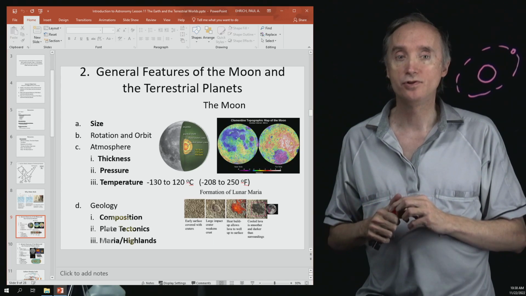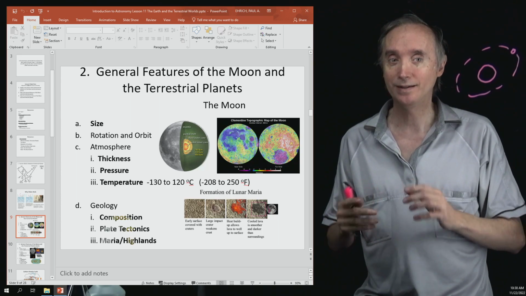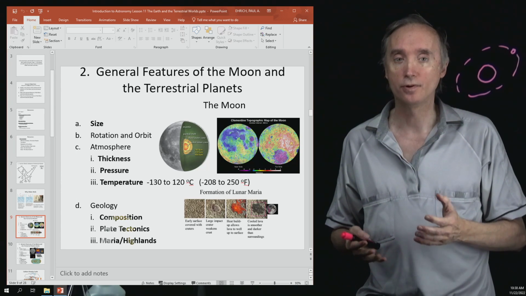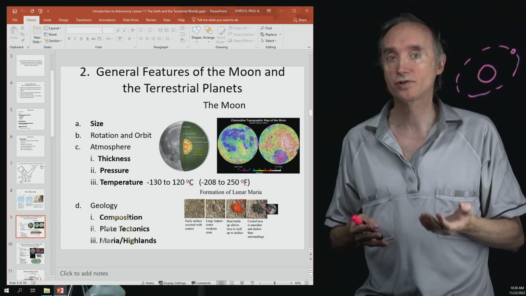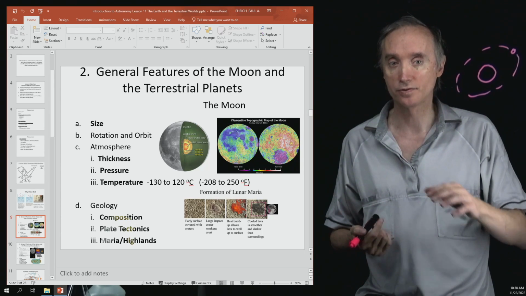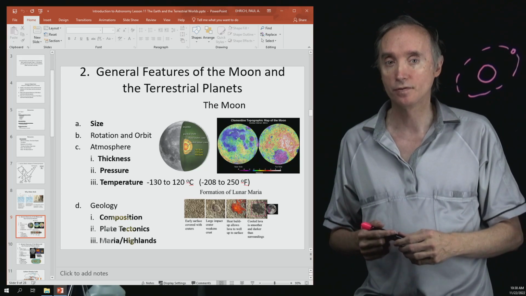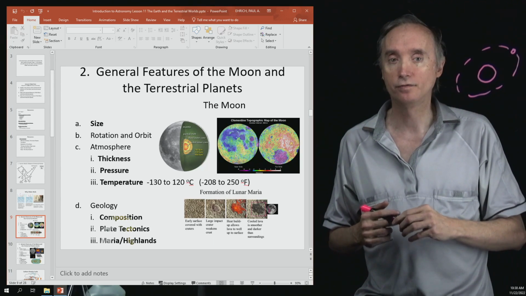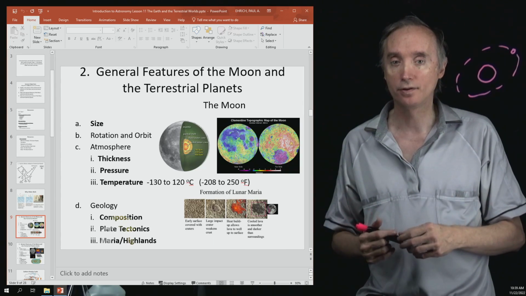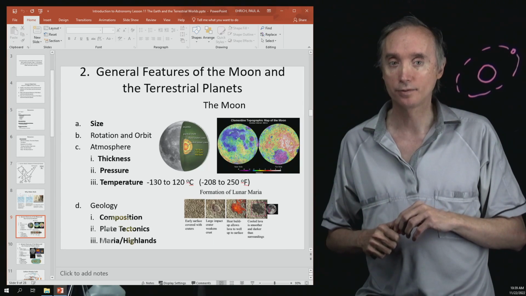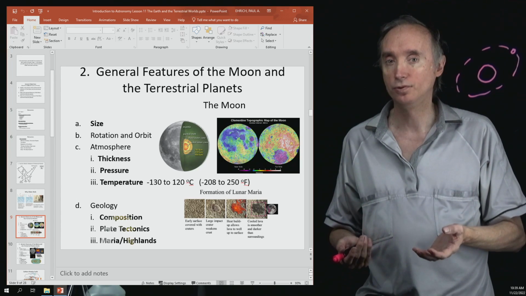Okay, let's talk about the geology of the moon. So the composition, igneous rocks. It's going to have things very similar to basalt, which is going to be the main kind of rock on the surface of the moon. It also has another kind of igneous rock called anorthosite. So that gives us a clue as to the origin of the moon.